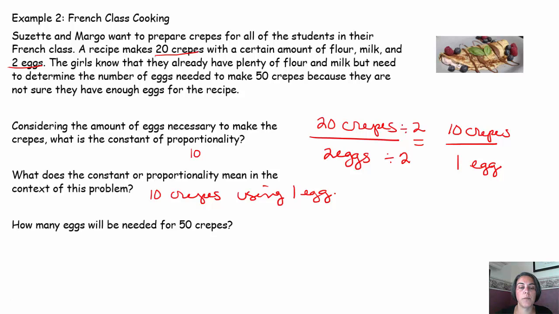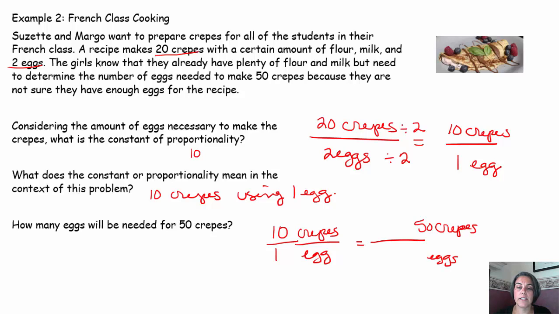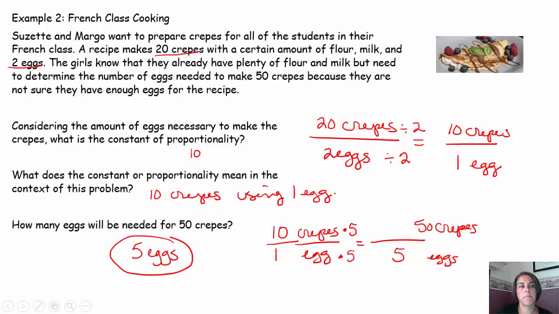How many eggs will be needed for 50 crepes? Well, I have 10 crepes use 1 egg, and 50 crepes will be how many eggs? Let's take a look. 10 times what is 50? 10 times 5 is 50. So then I just do 1 times 5 is 5. So we're going to need 5 eggs if we want to make 50 crepes.